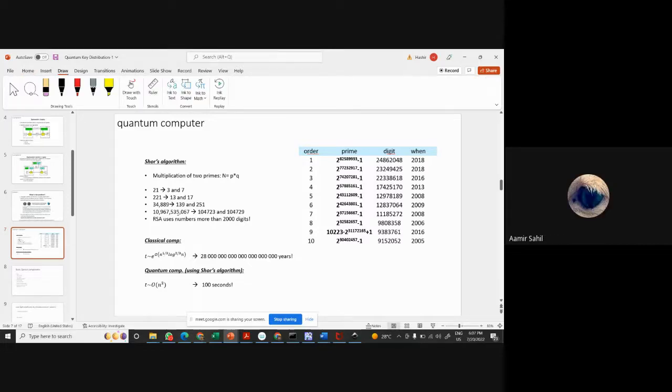Hello. Is there any particular reason why the factors should be prime? I cannot hear you properly. What did you ask? Is there any particular reason why the factors, suppose in the first example, 21 is equal to 3 times 7. So is there any reason why all the factors should be prime?